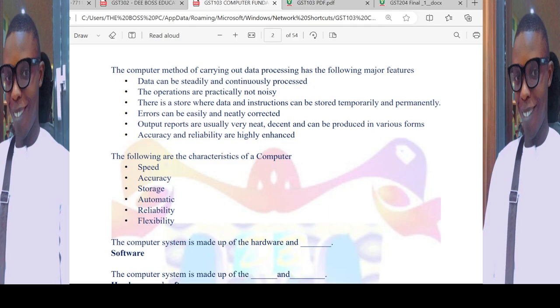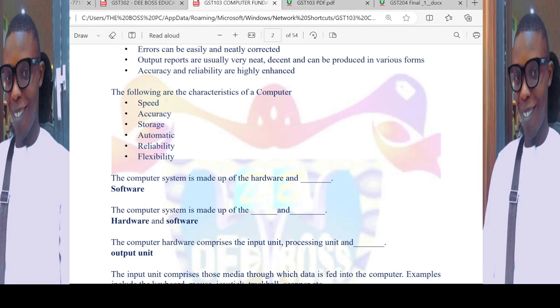Characteristics of a computer. 1. Speed. 2. Accuracy. 3. Storage. 4. Automatic. 5. Reliability. 6. Flexibility. So these are the different qualities of a computer.